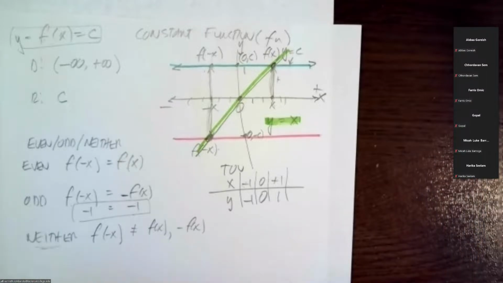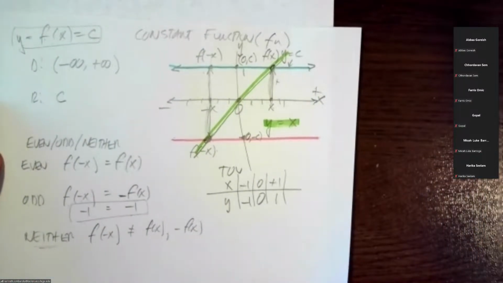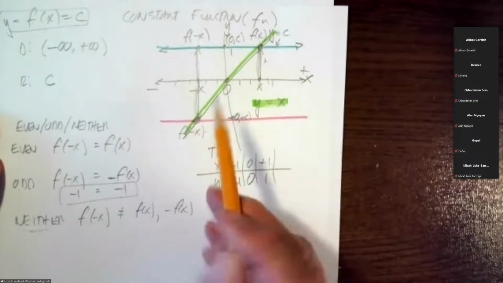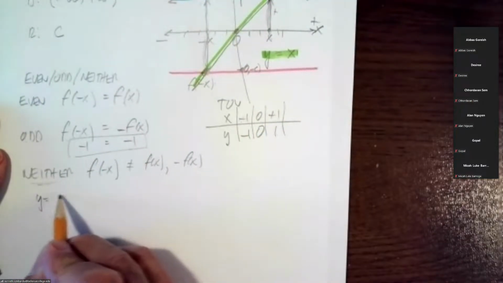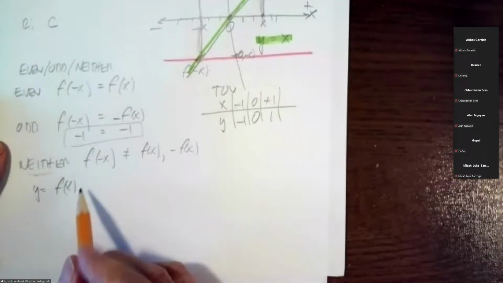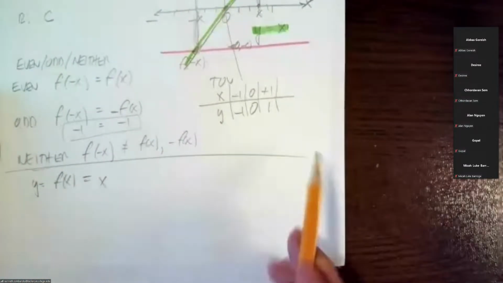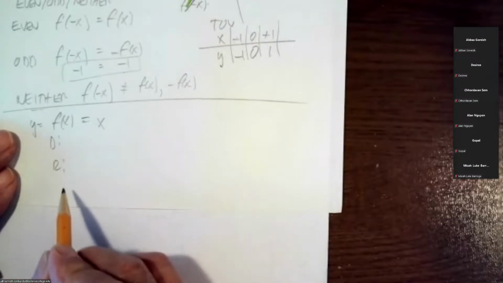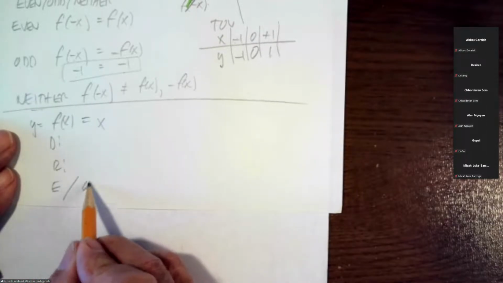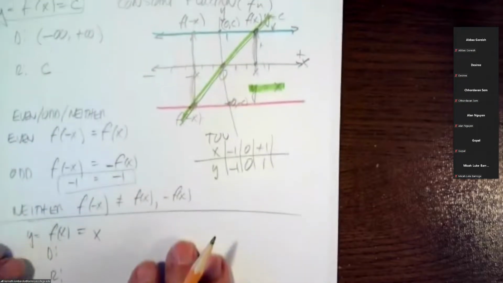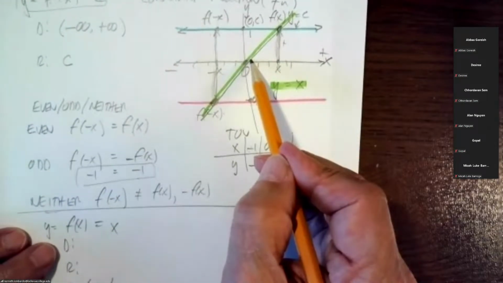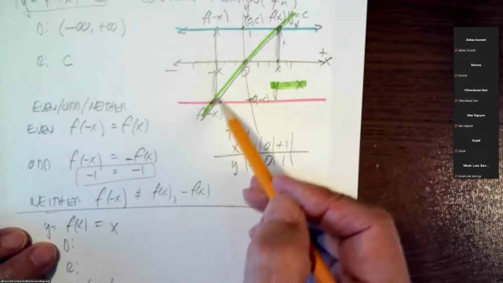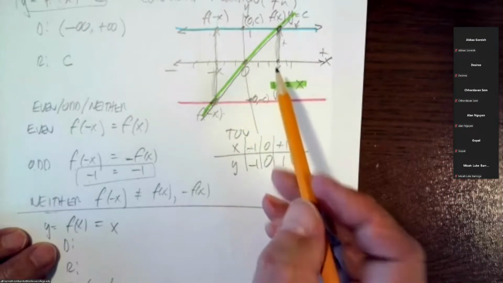Okay. All right, let's take another one then. If we have this function that we said y equals f of x equals x, and we were to say what's the domain and the range and even or odd or neither, and we're looking at the green function here, y equals f of x equals x, that's this green line. What would we say is the domain of this function?